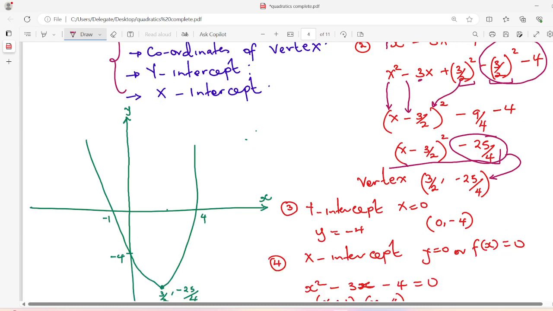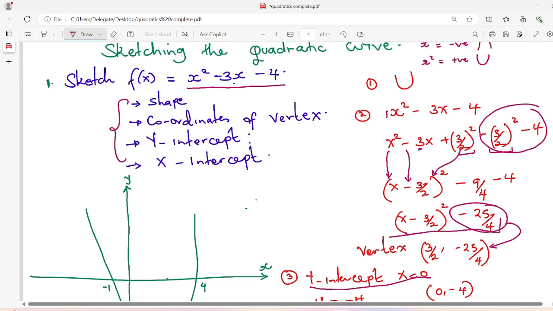Then the y-intercept. On the y-axis, x is equal to 0. So in the quadratic equation that we are given, when you substitute your x to be 0, you end up having your y or your f(x) as negative 4, meaning it will be crossing the y-axis at 0, negative 4. Then next we need to know the x-intercept. You need to know that the x-intercept is where your graph crosses the x-axis.